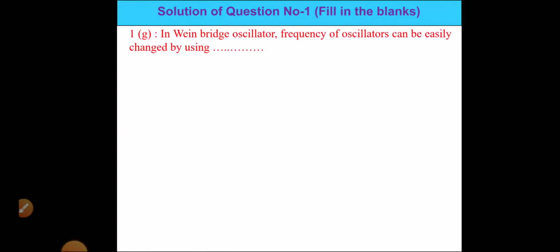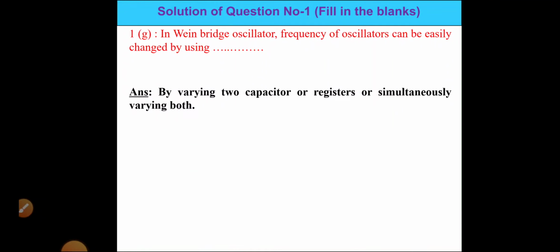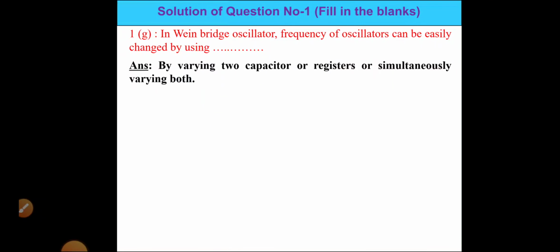Next, in a Wien bridge oscillator, the frequency of the oscillator can be easily changed by varying 2 capacitors or 2 resistors, or simultaneously changing 2 capacitors and resistors, because this is the resonant frequency formula for the Wien bridge oscillator. Here 2 resistors and 2 capacitors are there. If you change the resistors or only the capacitors, the frequency will vary, or we can change both resistors and capacitors, and then also the frequency will vary.